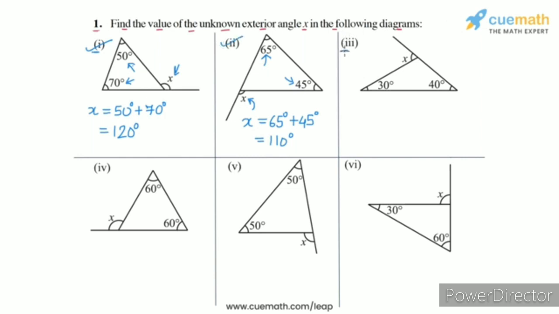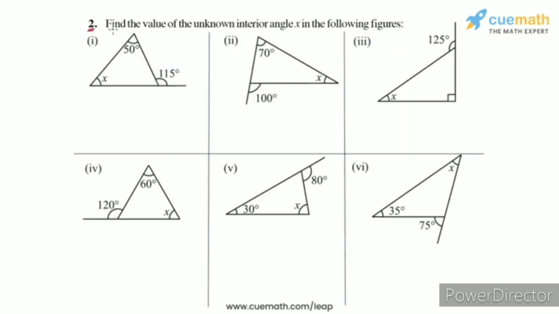Then we come to part 3, in which x is this exterior angle, and the opposite interior angles are 30 degrees and 40 degrees. So x will be equal to 30 degrees plus 40 degrees, or x will be equal to 70 degrees. So this is the answer for part 3.